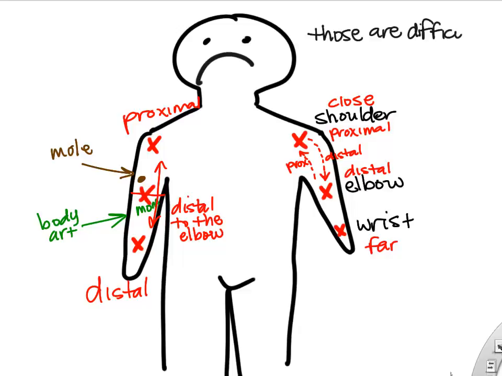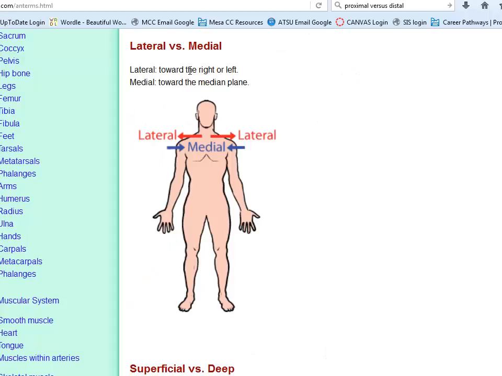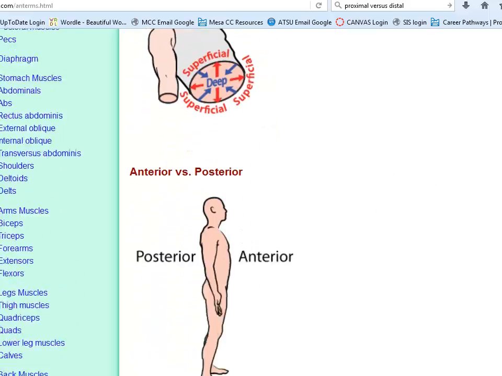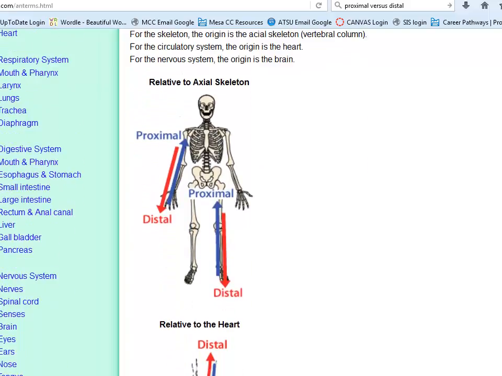So remember, wherever we're attached to our body, that's proximal, and as we move away, farther away, that's distal. There are tons of great resources on the internet. I just Googled proximal versus distal and it came up with all these descriptions, and also superficial versus deep. But here, proximal versus distal: as we move away from our body, we're moving distally. As we move towards our body, we're moving proximally.